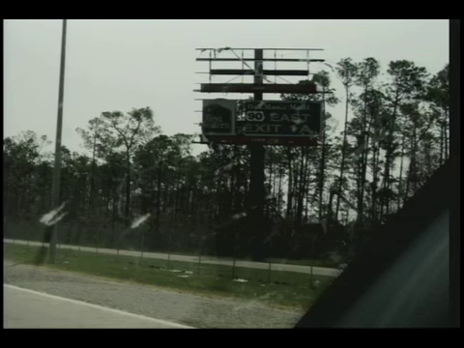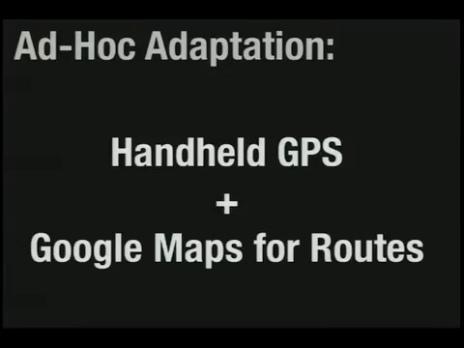So one of our challenges in operating in the field was the fact that all of the road signs had been blown down, and we didn't have the iPhone yet, so we didn't have the ubiquitous mapping. We did have, at the time, handheld GPS devices and the ability to use Google mapping for routes. And so this was the ad hoc adaptation to overcome the transportation challenges at the time.